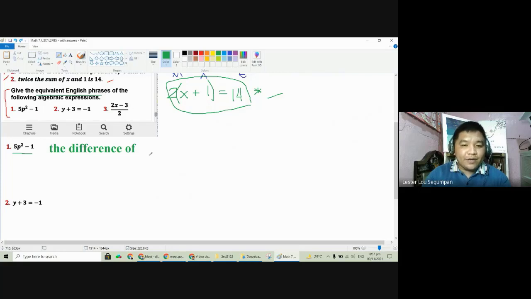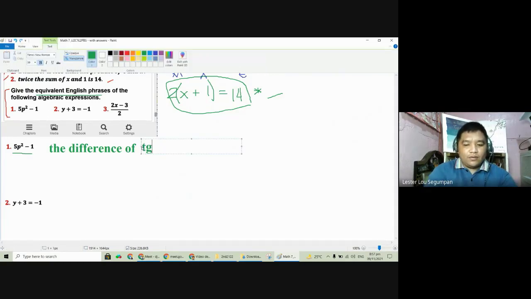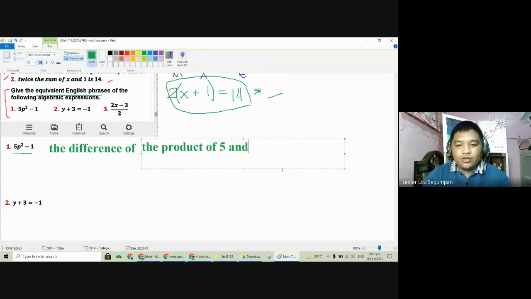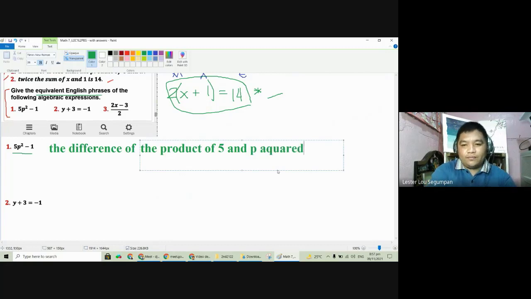So you could say here the difference of the product. Let me use the text. The product of 5. And now if you talk about exponentiation, you have many terms. You could have p raised to 2, or you simply use p squared. We'll have here the difference of the product of 5 and p squared and 1.